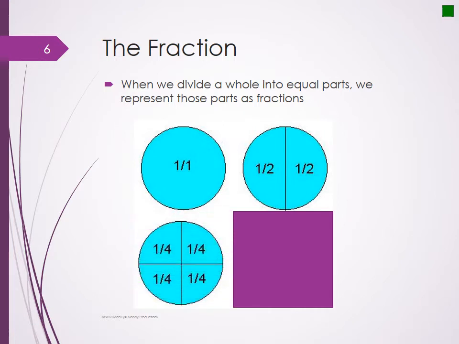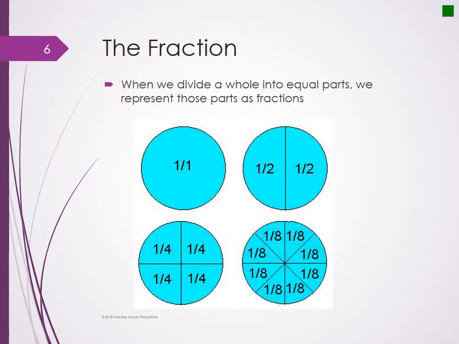We can then divide those 2 pieces into 2 more pieces, and then each piece is 1 out of the 4 pieces in the whole. And then we can divide those pieces into 2 pieces again, and we end up with each piece being 1 of the 8 total pieces in the whole.